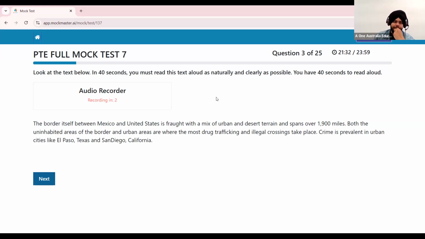The border itself between Mexico and United States is fraught with a mix of urban and desert terrain and spans over 1900 miles. Both the uninhabited areas of the border and urban areas are where the most drug trafficking and illegal crossings take place. Crime is prevalent in urban cities like El Paso, Texas, and San Diego, California.